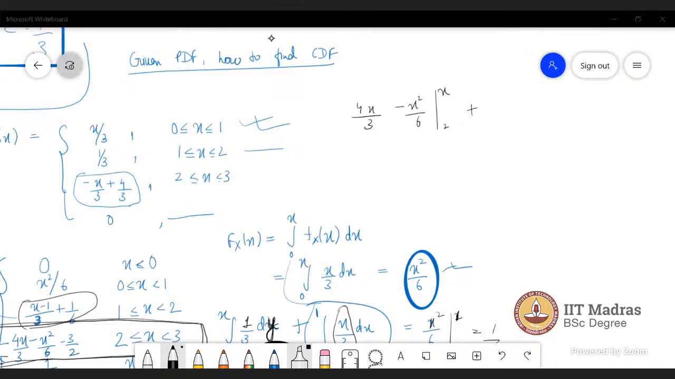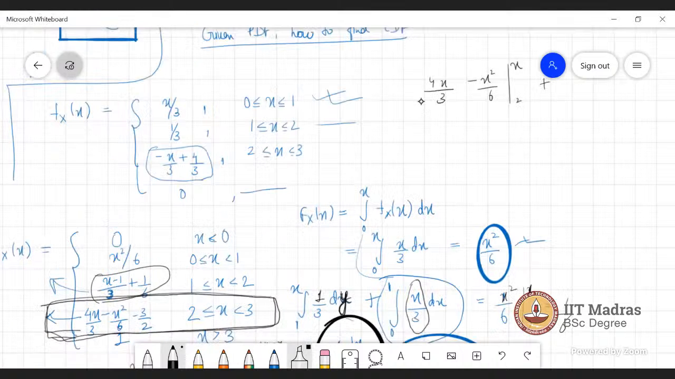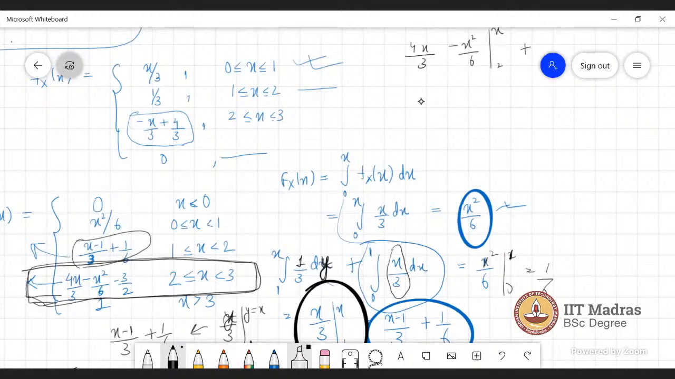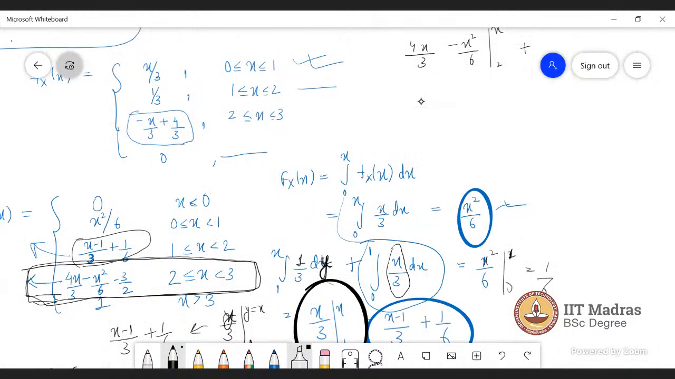Then we will add 1 by 6 to it. It should be x plus 3 plus 1 by 6. It is x minus 1 by 3 plus 1 by 6. That is what I explained.